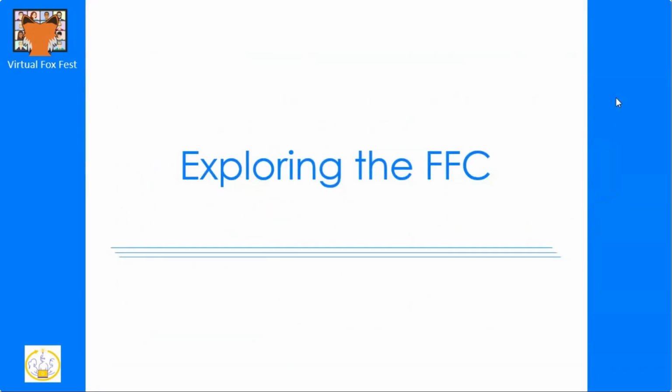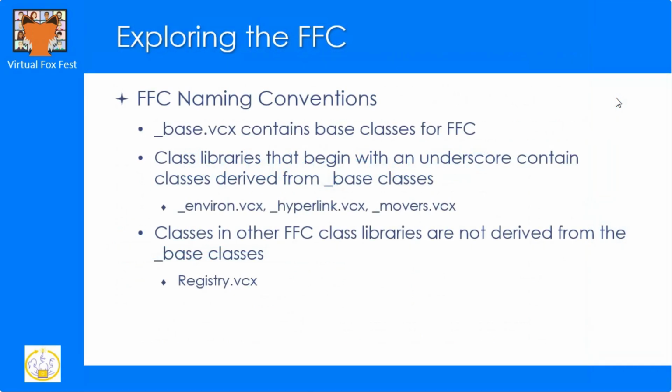So how do we explore the FoxPro Foundation classes? To get started, just a word about the naming conventions. There is an _base class library that is the base classes for most of the FFC. So class libraries within the foundation classes that begin with an underscore are derived from the _base class. For example, environment, hyperlink, movers, and so on. There are other classes that are not derived from the _base class library. And registry is one of those, and we'll spend some time looking at the registry today.